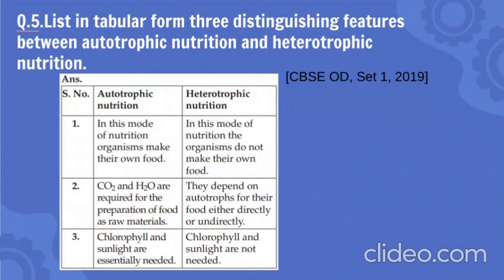Look over here, 3 mark question. They have written three distinguishing features. If they write, list in tabular form between autotrophic and heterotrophic, and they have given 3 marks, so just write three differences, no need to write more. So first one, autotrophic nutrition is the mode of nutrition where organisms make their own food. First you will write the definition. Then heterotrophic nutrition, in this nutrition organisms do not make their own food. Correct, in auto they make, in hetero they do not make. So this is the first definition.